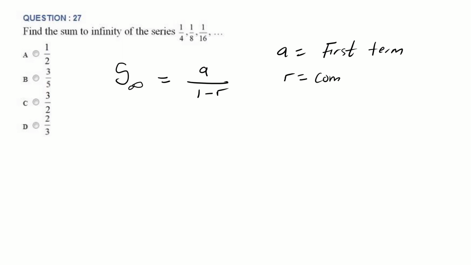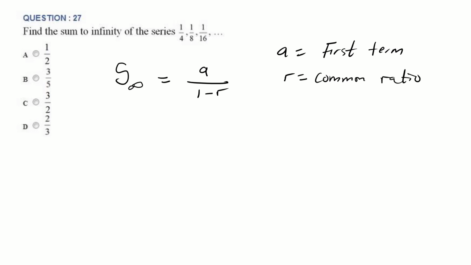Find the sum to infinity of the series 1 over 4, 1 over 8, 1 over 16. This is a question coming from sequence and series, and we have to find the sum to infinity. Now, the formula we use in finding the sum to infinity is given by S, which is the sum to infinity, equals A over 1 minus R, where A is our first term of the series and R is the common ratio.